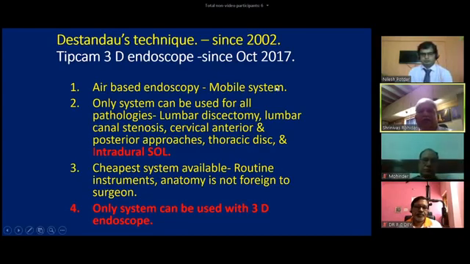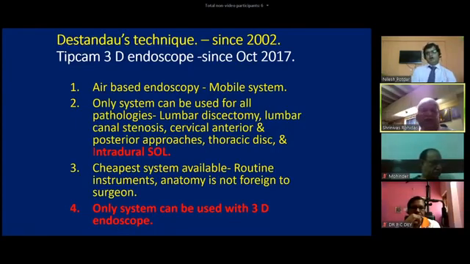This is the only system which can be used for all the areas like lumbar discectomy, lumbar canal stenosis, cervical anterior posterior, even the intradural SOL. This is the cheapest system available, and this is the only system which can be used with the 3D endoscope. So the skepticism of the 3D vision is not there with the Destandau's technique. We can use a 3D endoscope.